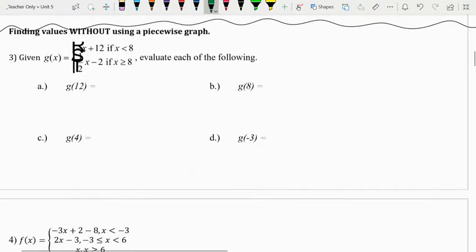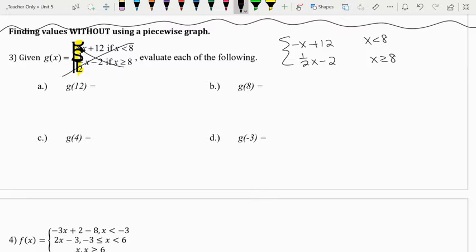So looking at today, first off, I don't know why it has this RST thing going on over here. This should just be the normal squiggle. So I think it says -x plus 12 and 1/2 x minus 2. Okay, so x is less than 8, x is greater than or equal to 8. Okay, so we'll use that.